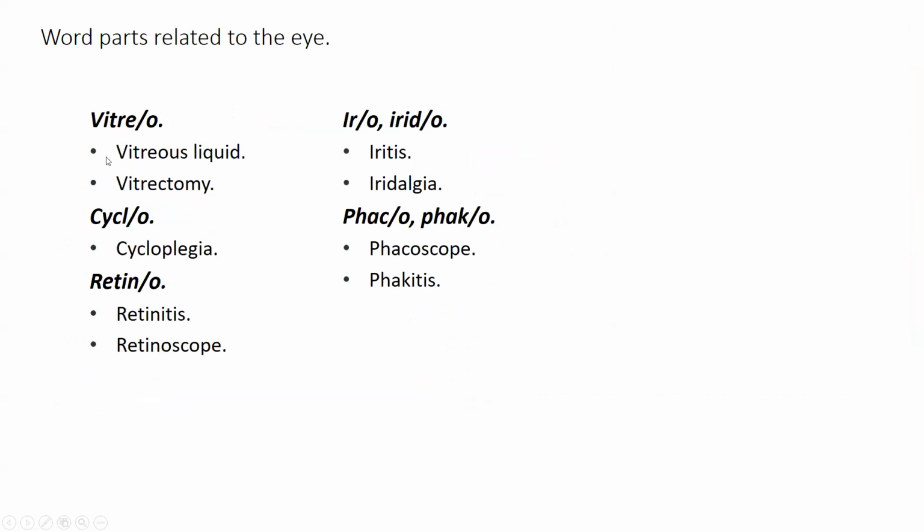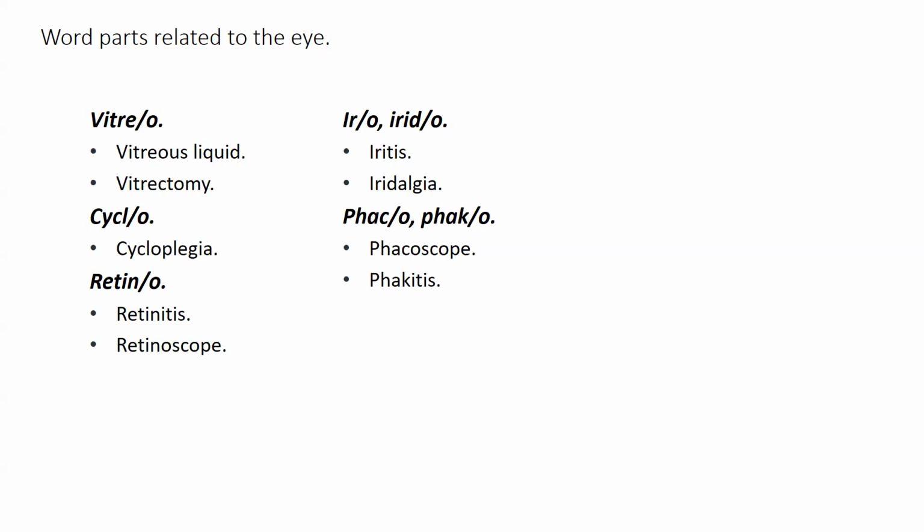Vitreo refers to the fluid that fills the back of the eye between the lens and the retina. That's sometimes referred to as vitreous liquid or vitreous humor. It's really more jelly-like. At times you might have to remove some if the pressure inside the eyeball is too great. They can remove some of that fluid to relieve the pressure in a vitrectomy.